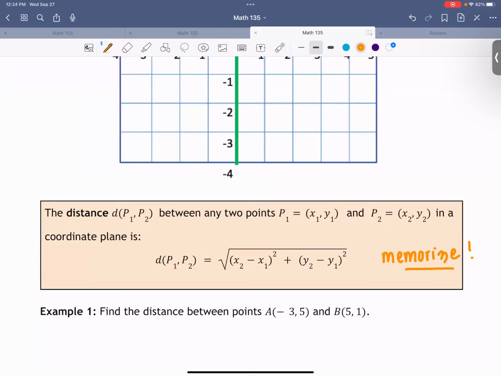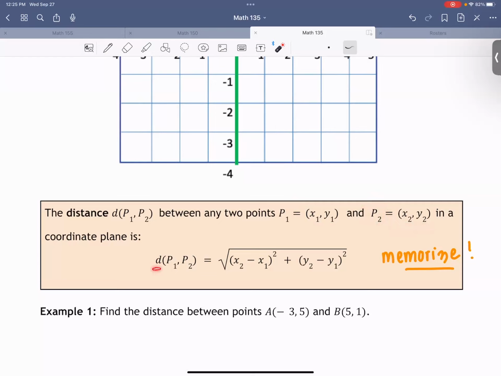Okay, so let me just talk about this formula. Let's say we have 2 points. P1 is one of the points, and it has an X value, X1, and a Y value, Y1. P2 is the second point. Let's say its X value is X2 and its Y value is Y2. And let's say I wanted to know the distance of the line that connects them. This is how I would do it.